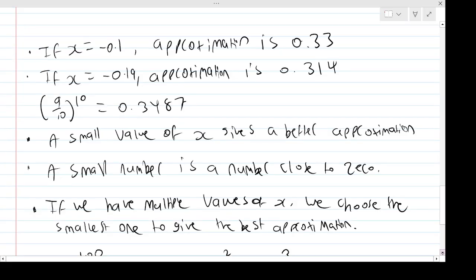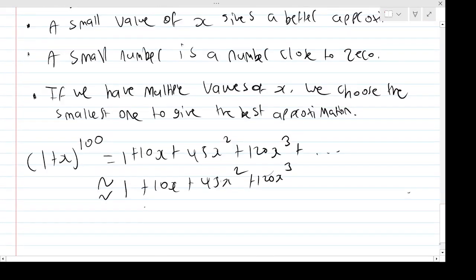Okay, I kind of got the idea, but why exactly is the smaller value the better option? Let me just remind you of the expansion we just did. 1 plus x to the power 10. This was the expansion that we just used.